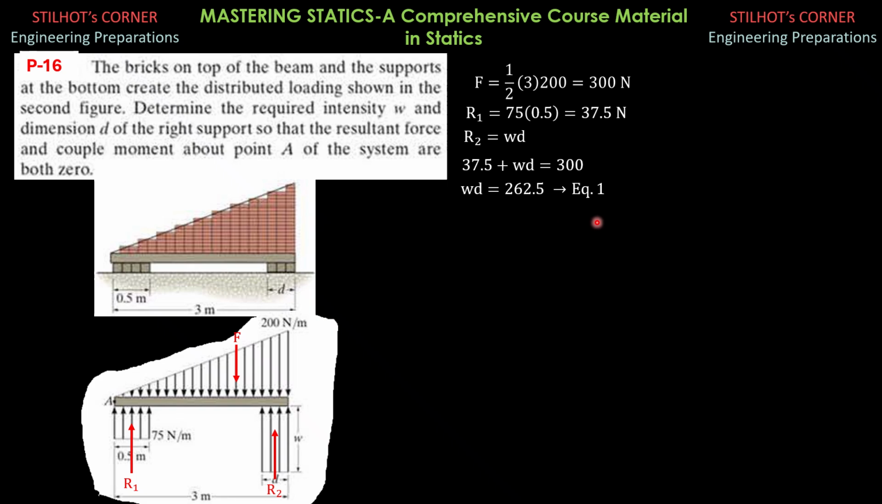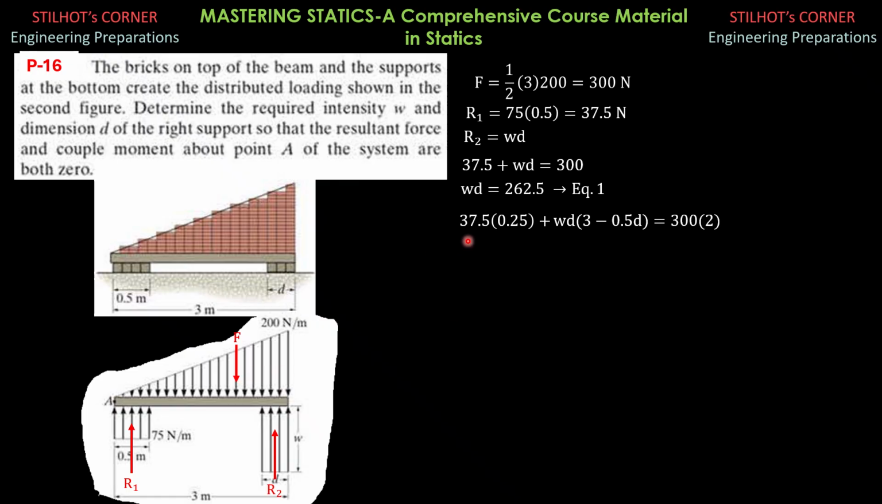Call that equation 1. Then moment summation about A equals 0, counterclockwise moment positive: R1, 37.5 times 0.25, plus R2, which is WD, then its distance from A is 3 meters minus 0.5 D. So WD times quantity 3 minus 0.5 D equals F, which is 300 newtons, then moment arm, 2/3 of 3 meters, so 2 meters. That's 2 meters from A.